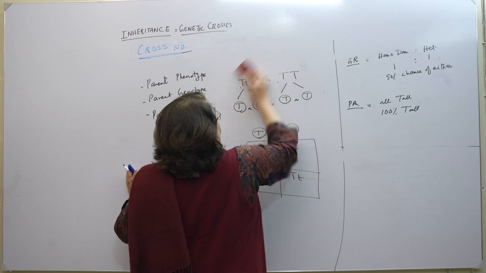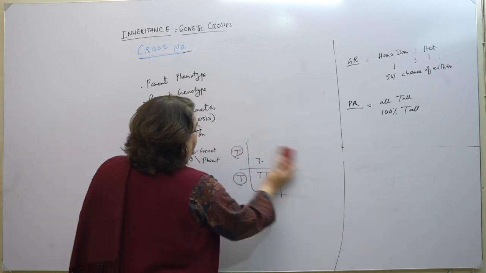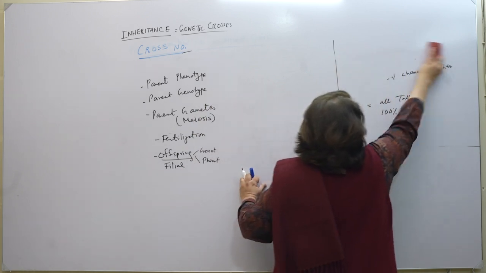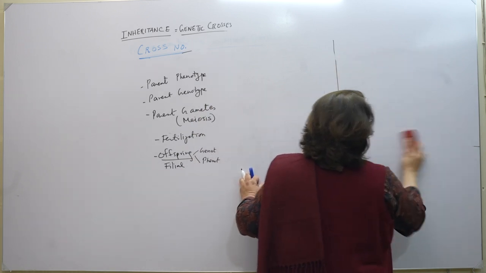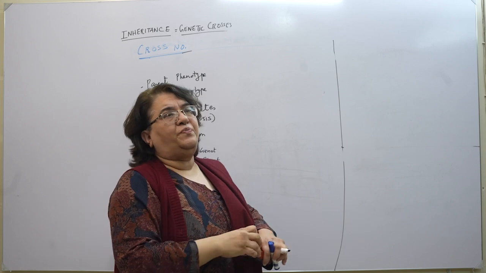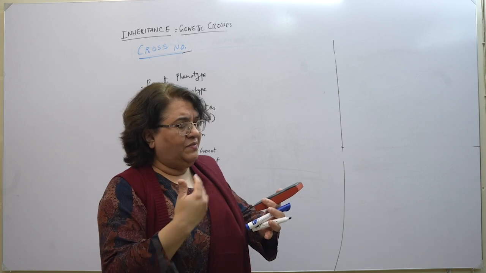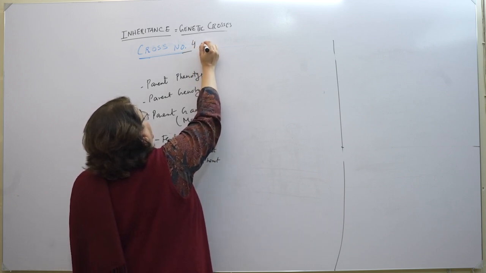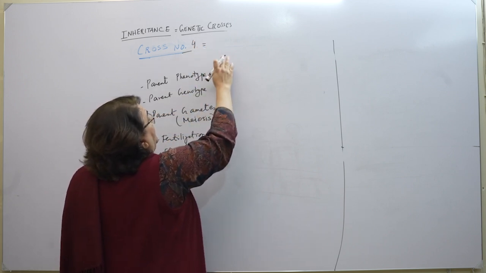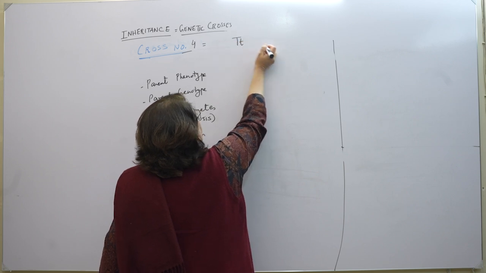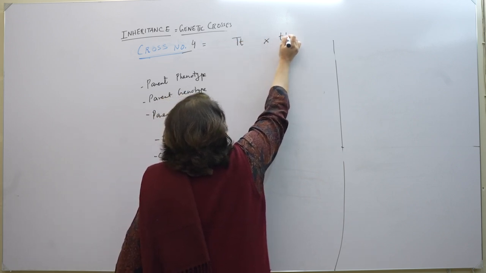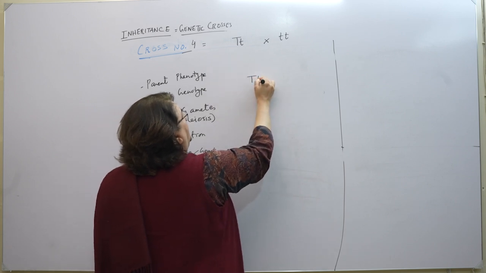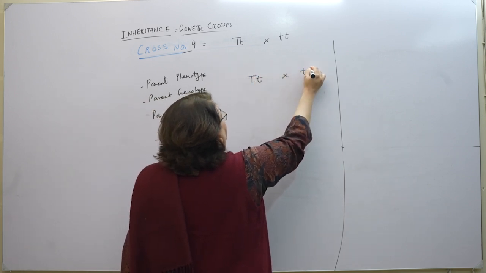Now the last one. Each of these crosses, mind you, try to practice them again and again, because this is just like maths. Even though you understood it once, the more you practice, the better it will be for you. Now cross number 4, and this is the last one for monohybrid. We'll take one heterozygous and the other one homozygous recessive. So if you write down the genotype, one is this and the other one is this.